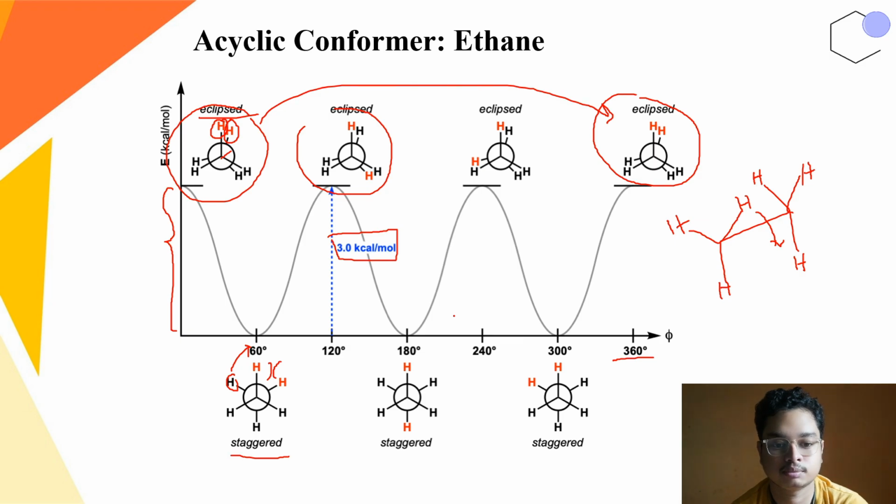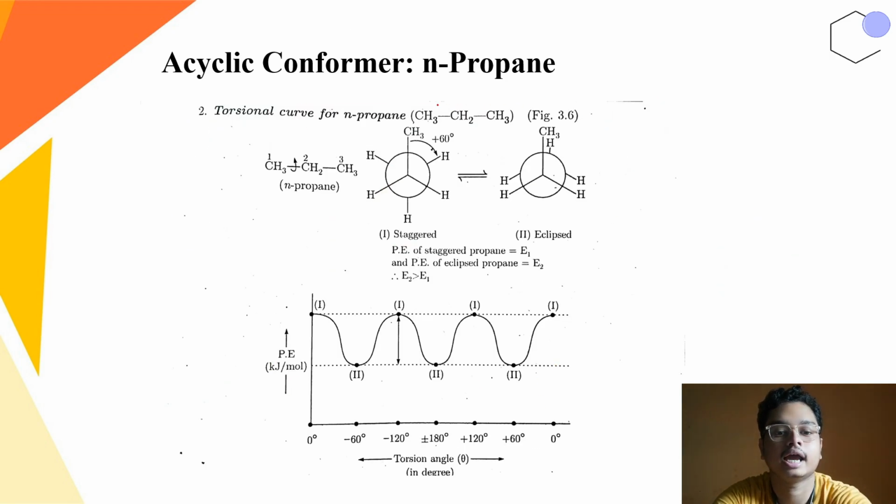One is the eclipse conformer, one is the staggered conformer, and between them there is a torsion strain difference. Like if it is rotated by 30 or 40 degrees, you can check the particular energy from here. But these two conformers are the major conformers in the case of ethane, and the energy gap between eclipse and staggered is 3 kilocalorie per mole. Now we move to n-propane.